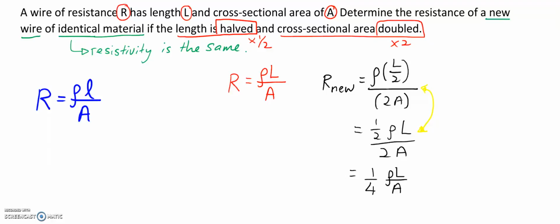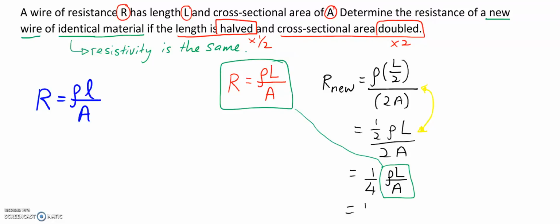From here we note that R is rho capital L over capital A, which is the same as this portion. Therefore, I can replace it with 1/4 capital R. On the whole, the new resistance is 1/4 that of the previous resistance. Now, if you recall, can we leave it as 1/4 R? We shouldn't, so we will write 0.25 of R.